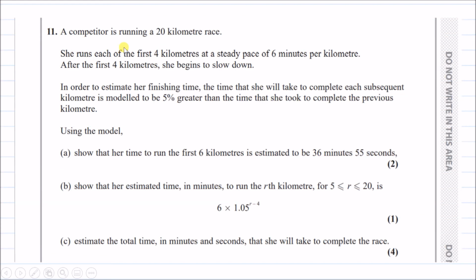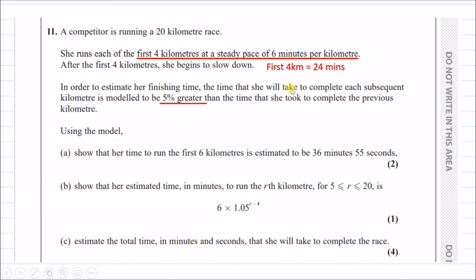A competitor is running a 20-kilometer race. Now she runs each of the first 4 kilometers at a steady pace of 6 minutes per kilometer. Okay, so let's just note that down, yeah? First 4 kilometers, this means 24 minutes because 4 times 6 is 24 minutes. After the first 4 kilometers, she begins to slow down. Now, in order to estimate her finishing time, the time that she would take to complete each subsequent kilometer is modeled to be 5% greater than the time she took to complete the previous kilometer.